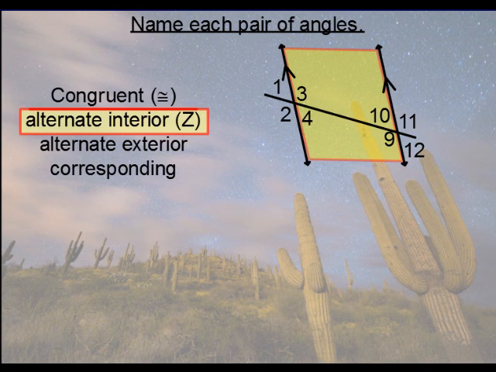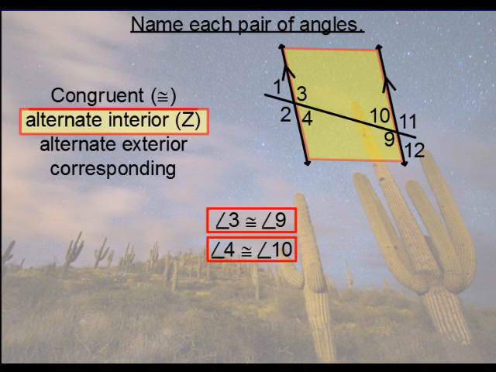Remember the Z shape? Well, you might see it here, albeit a backward Z. You might also see it here. So with two Z shapes, we get two pairs of alternate interior angles. The first one being angles 3 and 9, and the other one right here with angle 4 and angle 10. So those are the alternate interior angles.